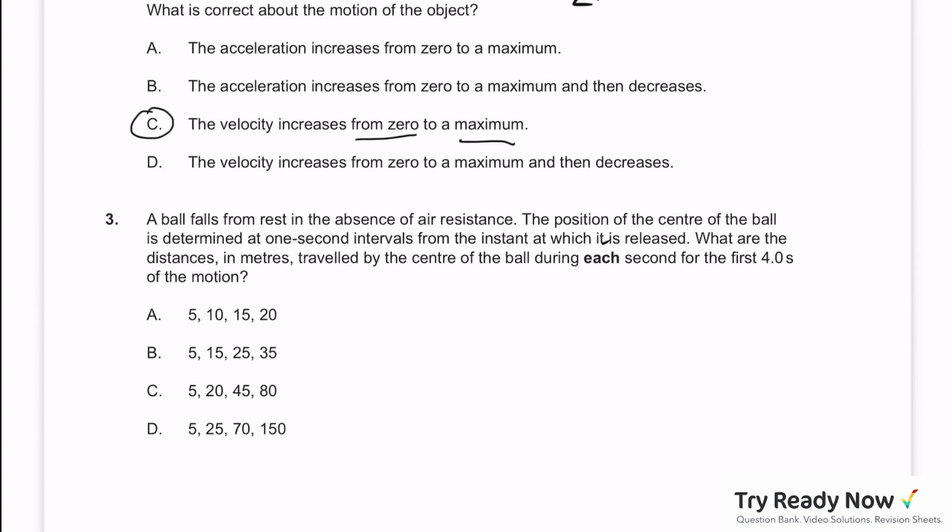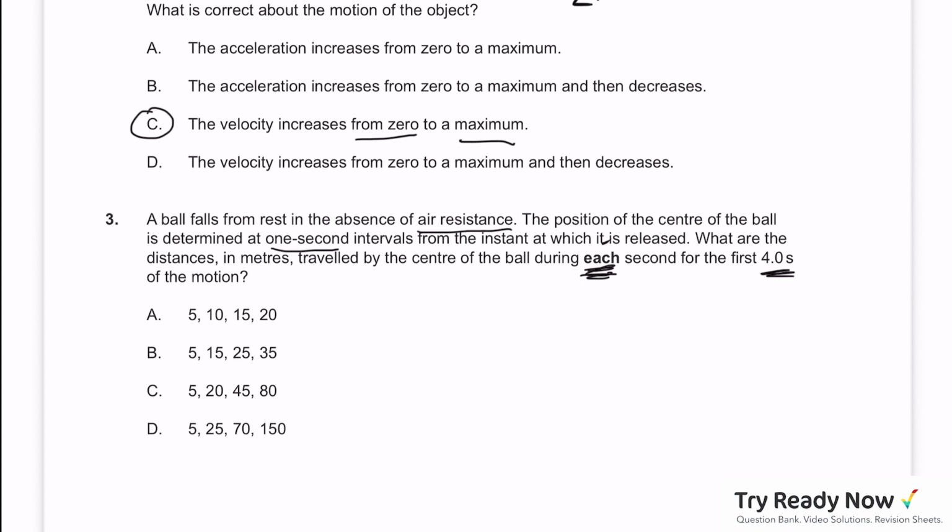We have a ball that falls from rest in the absence of air resistance. And the position of the center of the ball is determined at 1 second intervals from the instant at which it is released. What are the distances in meters traveled by the center of the ball during each second? Now this is a bit of a trick question because the values presented here are how much the ball travels in each second, not the actual total distance traveled. So you can't just take SUVAT equations and put in 4 seconds and expect it to be 80. So option C is actually a trick question, and I'll walk you through the maths.